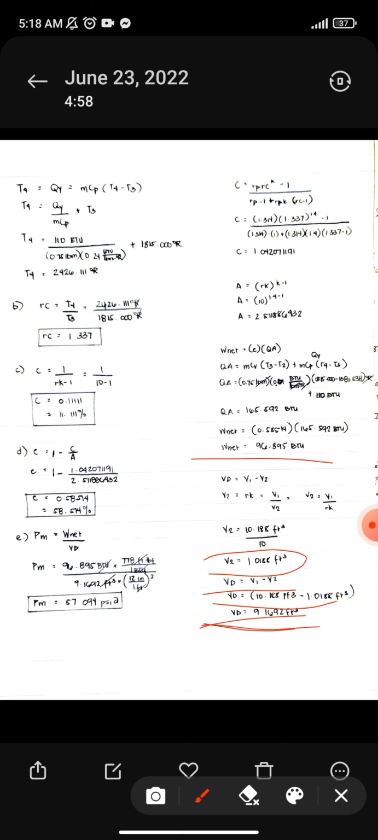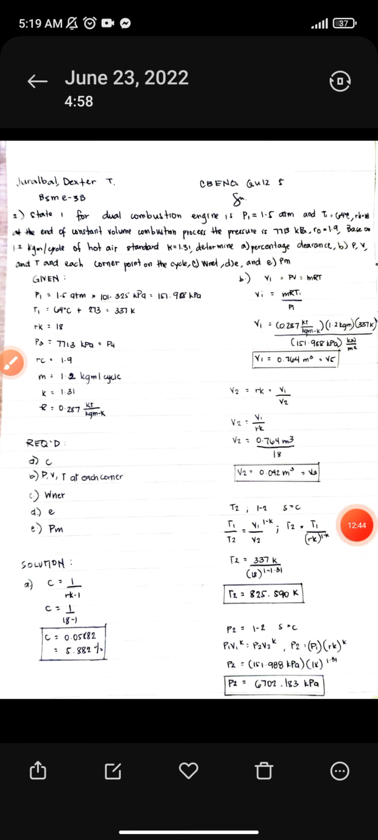So, pwede na natin masolve yung ating PM. So, PM is equals to W net over VD equals 96.895 BTU times 1 BTU per 778 feet pound force over VD natin na 9.16292 cubic feet times 1 feet is equals 1 feet per 12 inches squared. So, PM natin is equals sa 57.094 PSIA.